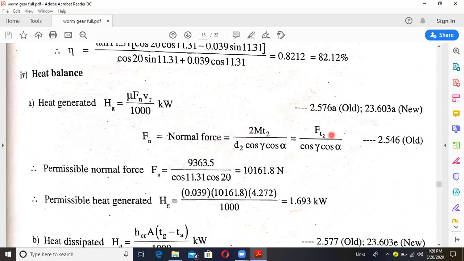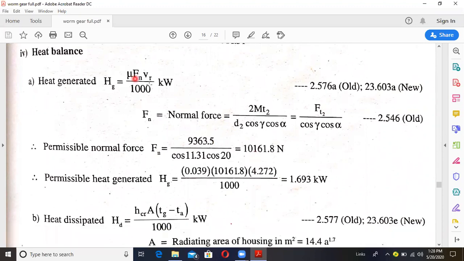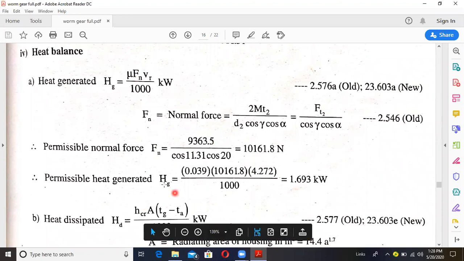The formula is Fn equal to Ft2 divided by cos gamma into cos alpha. When you are calculating Fn, we substitute Ft2, that is nothing but the value from Lewis's equation, the strength calculation. That value you substitute and calculate Fn. Once you get the value of Fn, substitute in the Hg formula and calculate Hg. So we get Hg equal to 1.693 kilowatt. That is the heat generated in the worm.